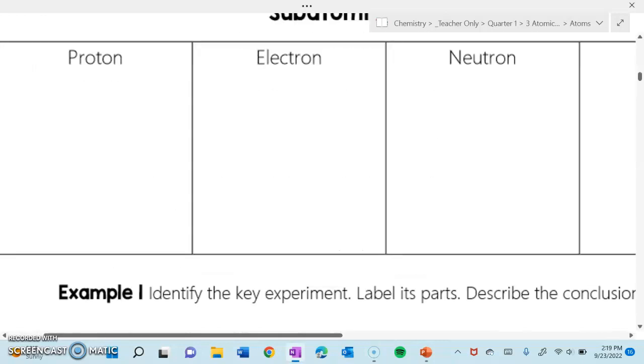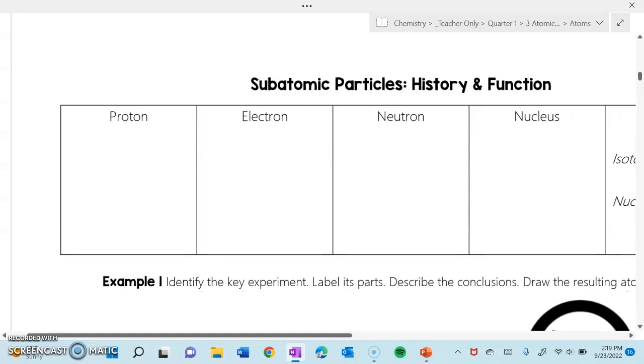So let's start off by summarizing what each of these different particles in the atom is responsible for, what its charge is, what its mass is, and how it relates to an atom. So a proton is positively charged, and we will usually show a proton with a plus sign if we're drawing it. And it determines the identity of an atom.